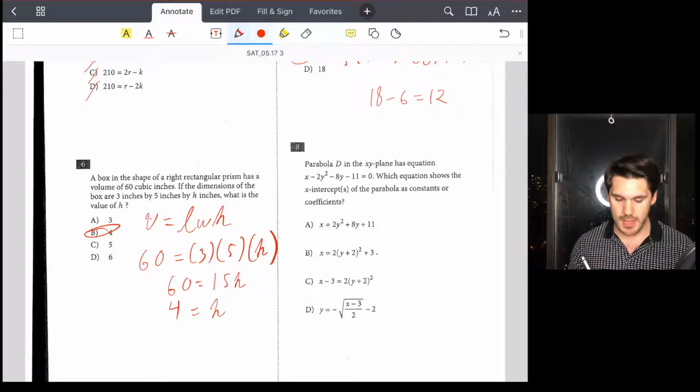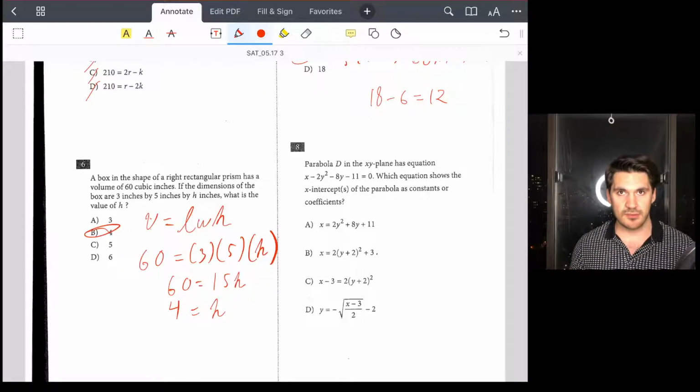In the XY plane has equation x minus 2y squared minus 8y minus 11 equals 0. And the question is, which equation shows the x-intercept of the parabola's constants or coefficients? So literally, what this question is asking us to do is figure out what the x-intercept of the equation is, and the answer choice that has a physical number in it is going to be the answer.